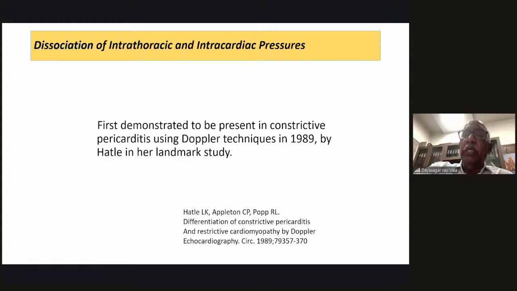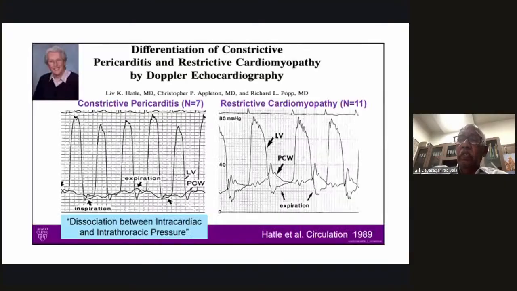So this dissociation of intrathoracic and intracardiac pressures was first demonstrated to be present in constrictive pericarditis using Doppler technique by a lady called Dr. Liv Hatle in a landmark study published in 1989. So this, can I have the next slide? What they did was simultaneous right heart and left heart studies along with pulmonary arterial wedge pressure.